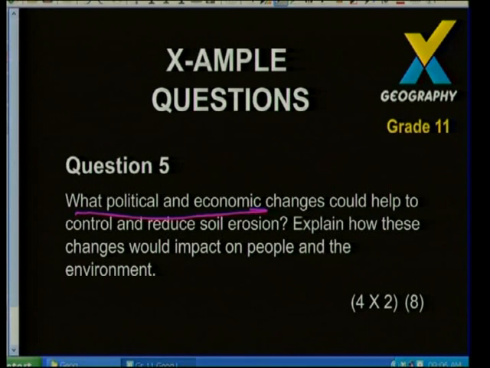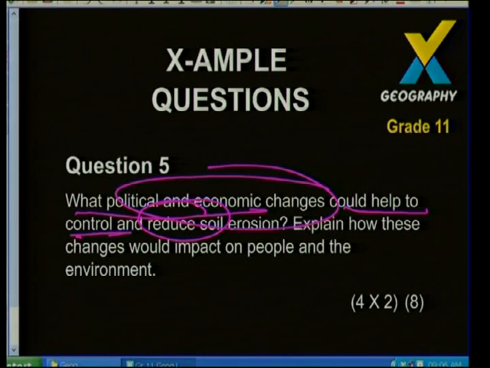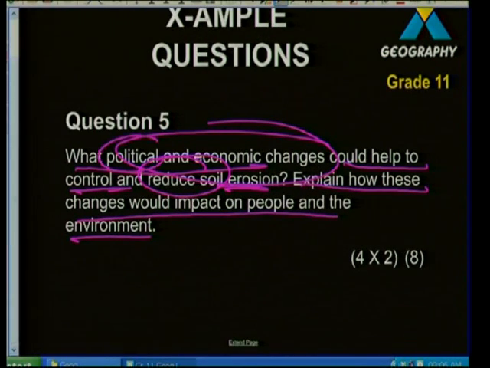We will now look at a typical type of question that you will receive in the exam for this type of section. What political and economic changes could help to control and reduce soil erosion? Explain how these changes would impact on people and the environment. Note the following. We are looking specifically at political as well as economic changes. Although we've discussed it, let's look at some other ideas that the government could employ.